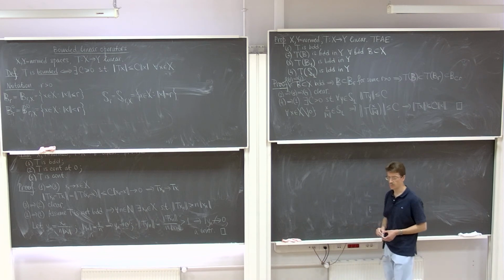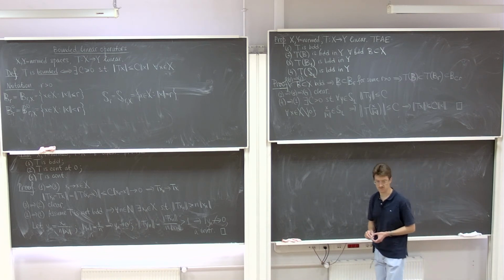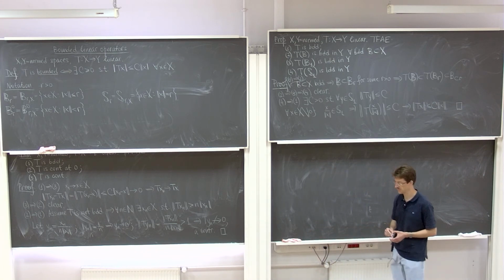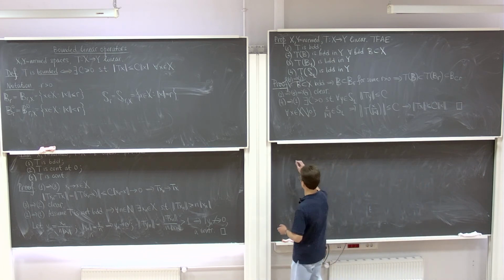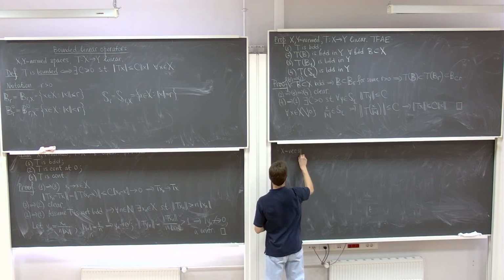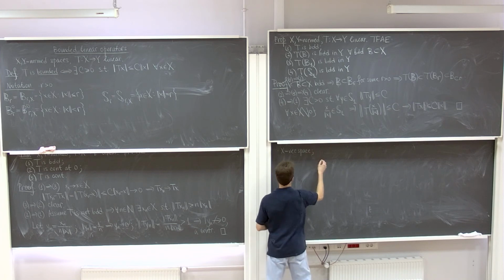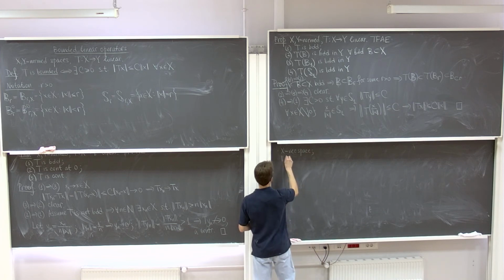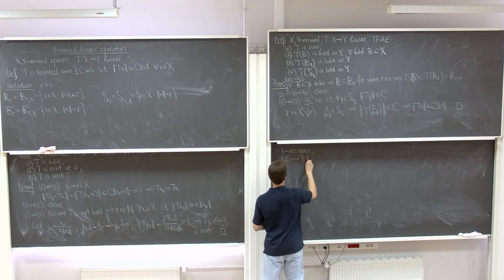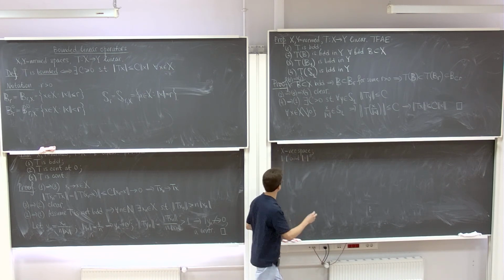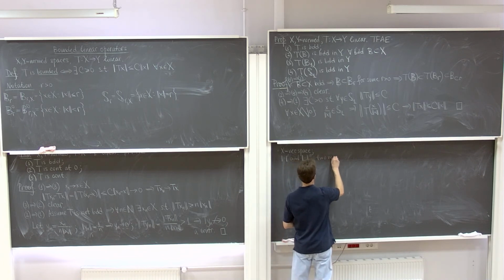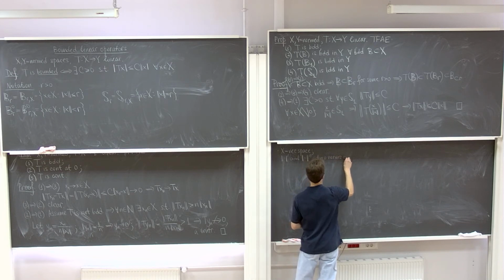As a corollary, we obtain a useful result, which enables us to compare different norms on the same vector space. So suppose that we have a vector space X. And suppose we have two norms. Let's denote them like this: norm prime and norm double prime. Two norms on the same vector space.